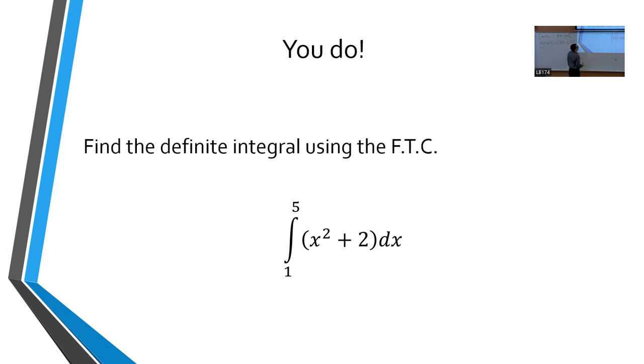I want you to try this one on your own. We're gonna integrate from 1 to 5 the function x squared plus 2.